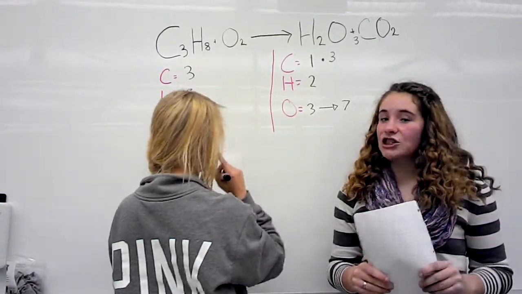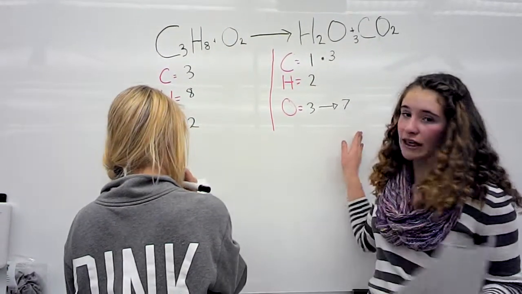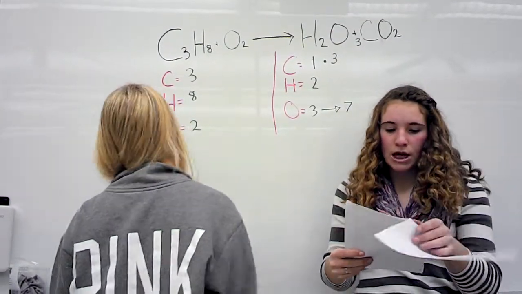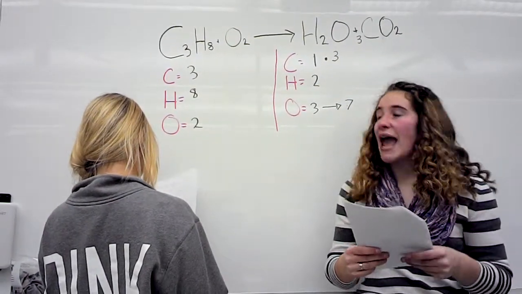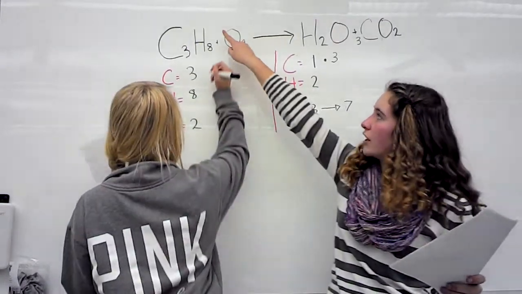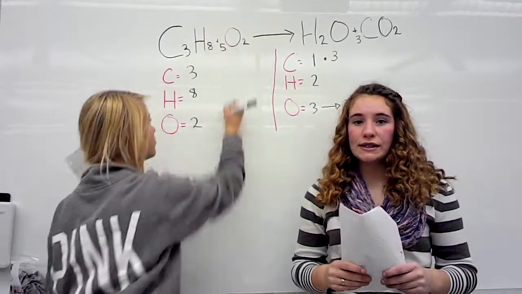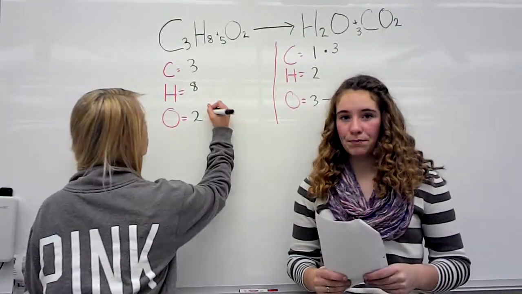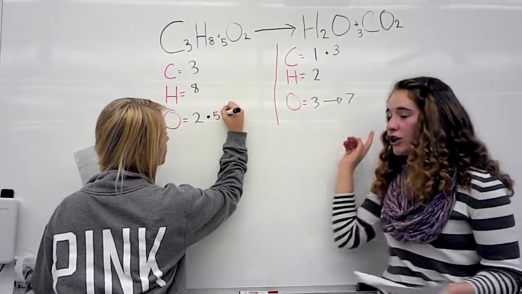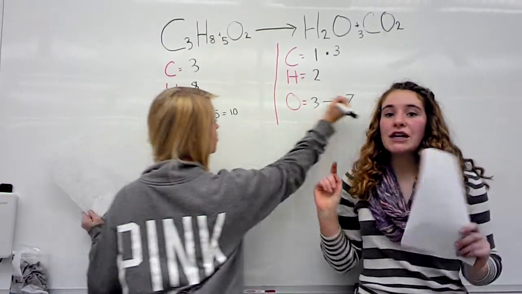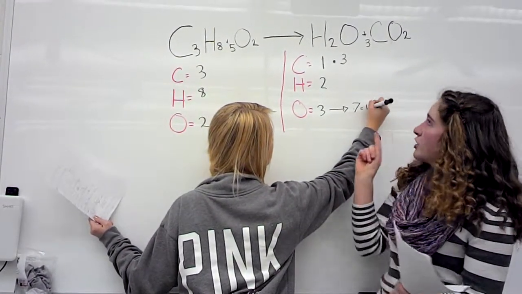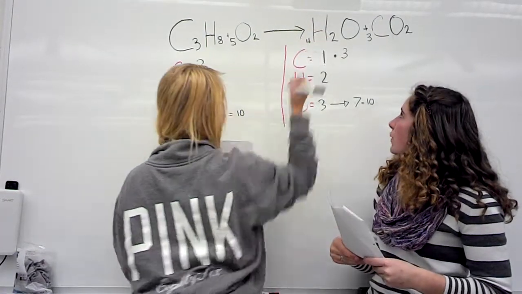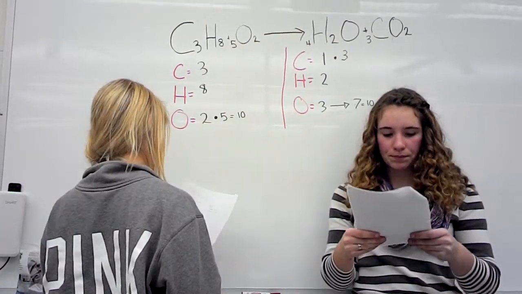And since the oxygen on this side and this side are not equal yet, we're still going to have to work with some coefficients. So we're going to put a 5 coefficient in front of O2, which is going to make the 5 and the 2 multiply, which would equal 10. And since we still have 7 over here and 10 over here, we're going to put another coefficient in front of H2O, a 4, which is going to then balance out.